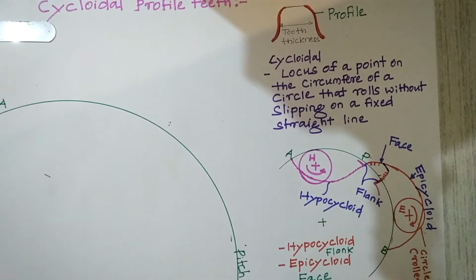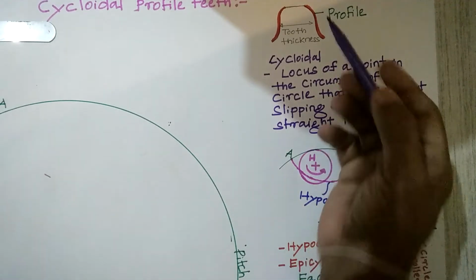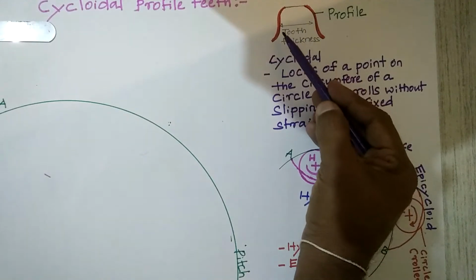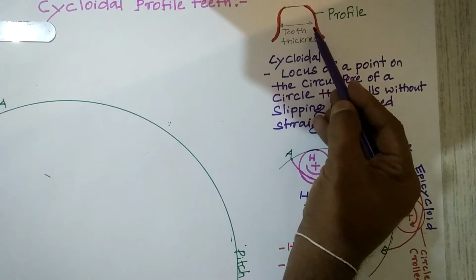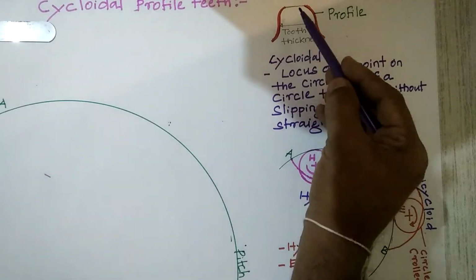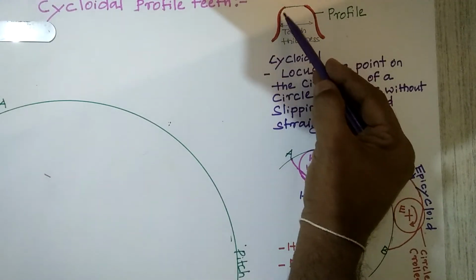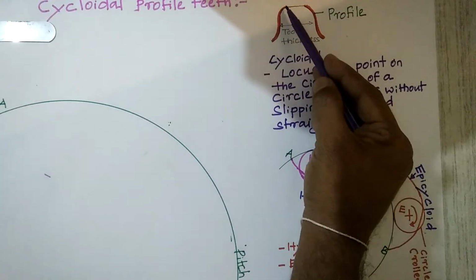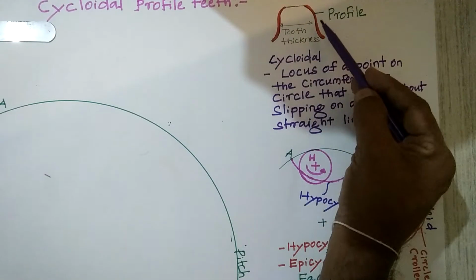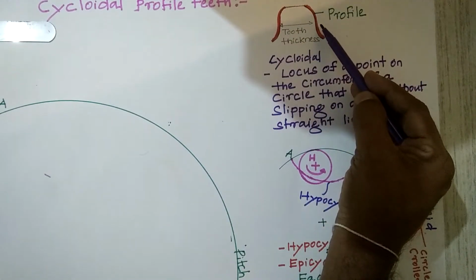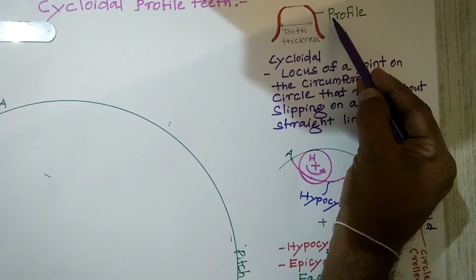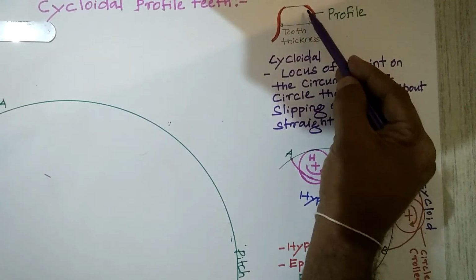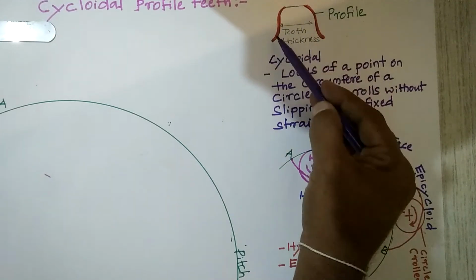Okay. What is the meaning of the profile? You look at this figure. I have drawn this one. I have taken a single tooth. At the same time, to understand the things, I have taken the tooth thickness here. Whatever I have drawn with the help of a red color, this red color curve is nothing but a profile. This side also comes as a profile only. Look at this one. In this case, this is also a profile, this is also a profile.